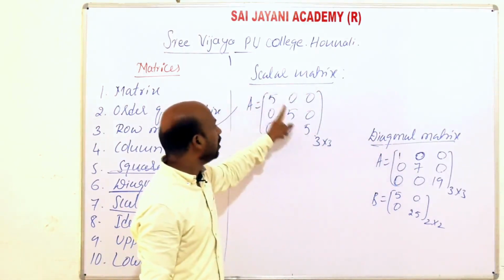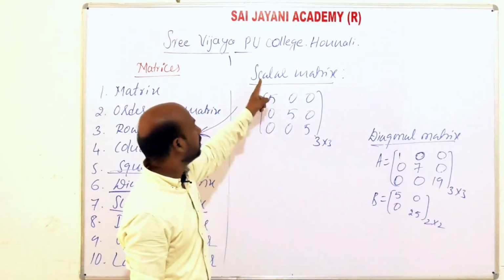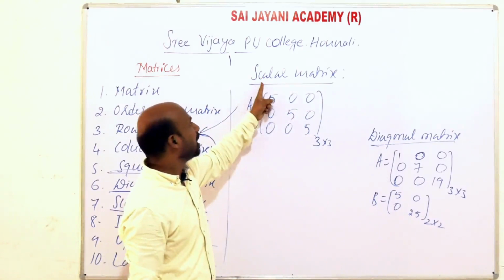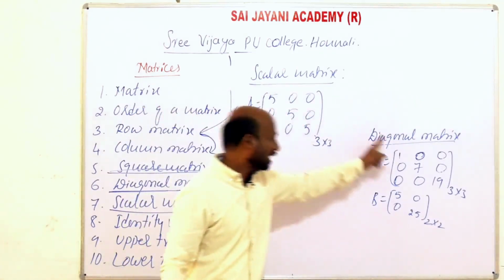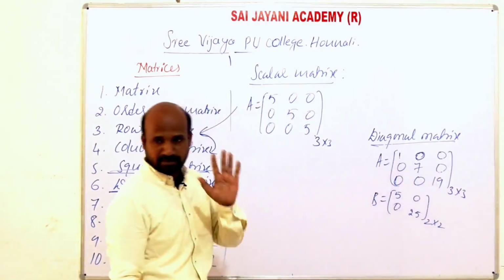All the diagonal elements must be same. So in two cases, a scalar matrix is a diagonal matrix, but all the diagonal elements must be same.